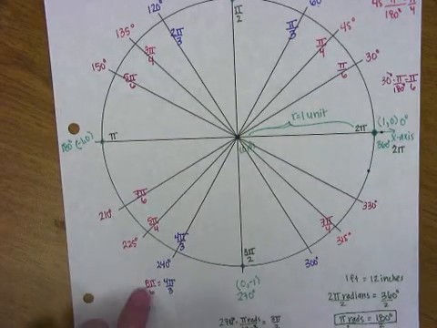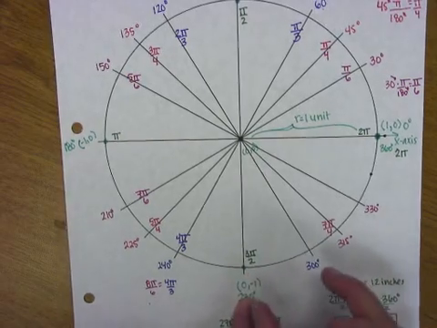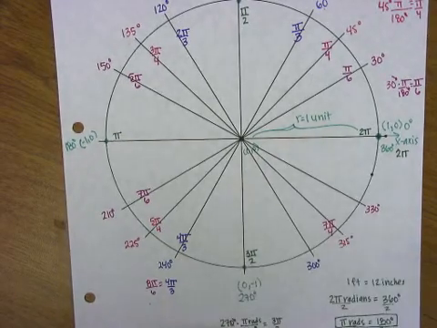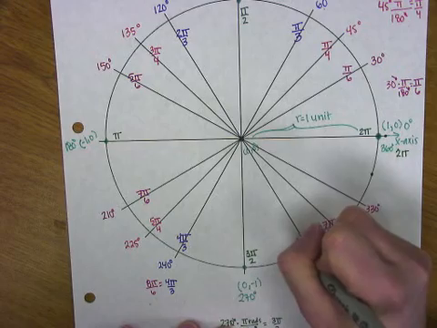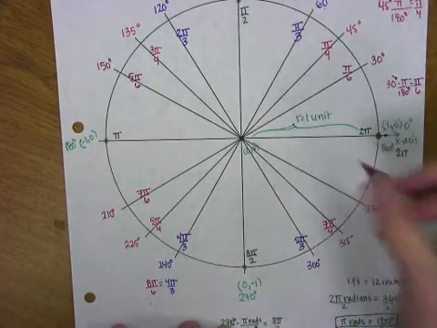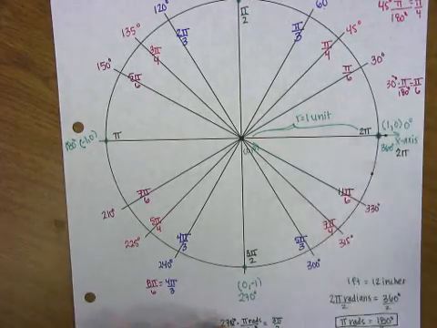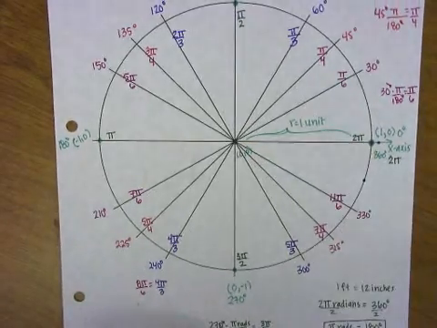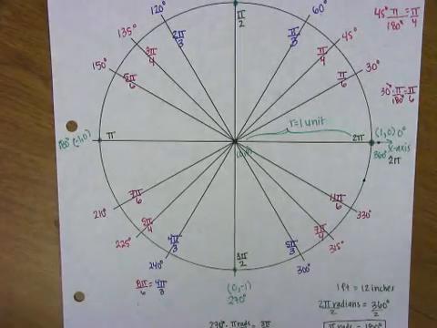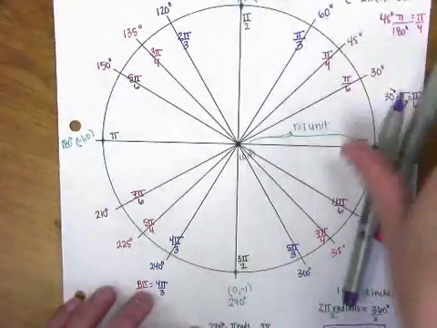And then, let's see, this guy is 9 pi over 6, but that reduces to 3 halves pi. This guy is 10 pi over 6, and 10 over 6 is going to reduce to 5 pi over 3. And then 11 pi over 6. And then 12 pi over 6 is the same thing as 2 pi. So by counting by pi over 6's, we can label all of our radians.